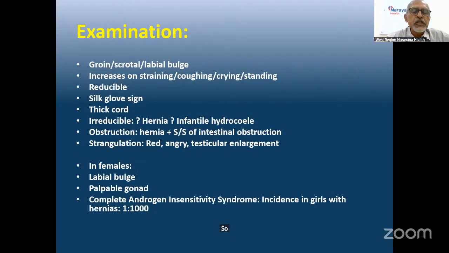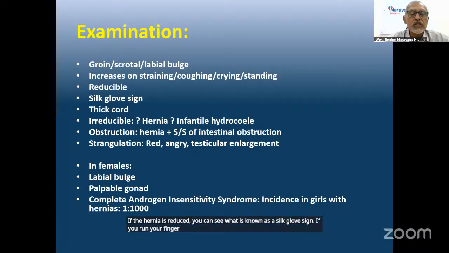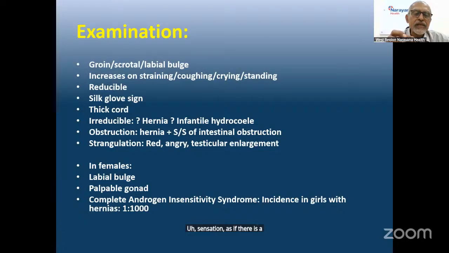So on examination in a hernia, you will find a groin scrotal or a labial bulge. This swelling increases on straining, coughing, crying, or standing. It is generally reducible. You can push the hernia back with pressure. If the hernia is reduced, you can see what is known as a silk glove sign. If you run your finger against the cord structures, you can feel a kind of sensation as if there is a double layered, very fine membrane present there.